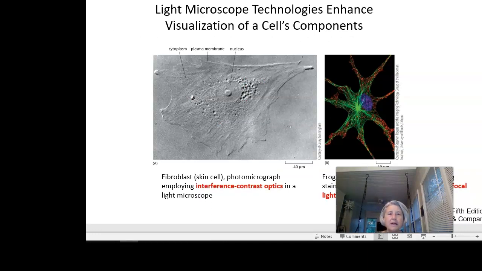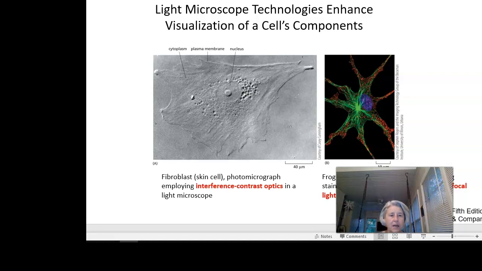There are ways of enhancing what you can see with a light microscope without even using a dye. If we look at the fibroblast on the left, we can see that when the lenses and the filters are adjusted so that contrast is increased, interference contrast optics is visualized, so the different depths within the cell are distinguishable from one another due to the high contrast.